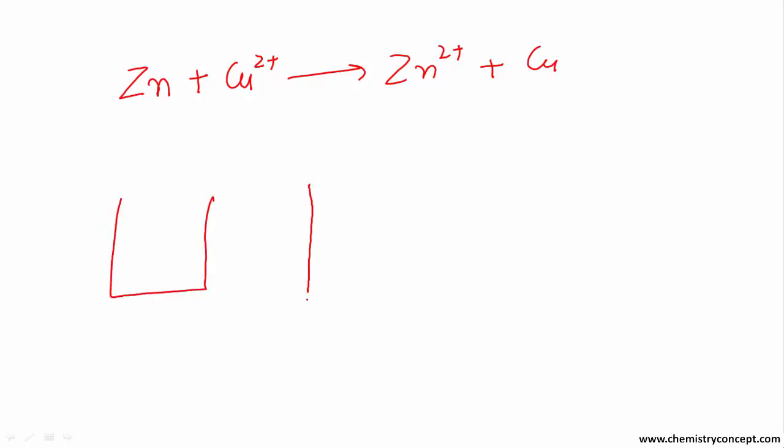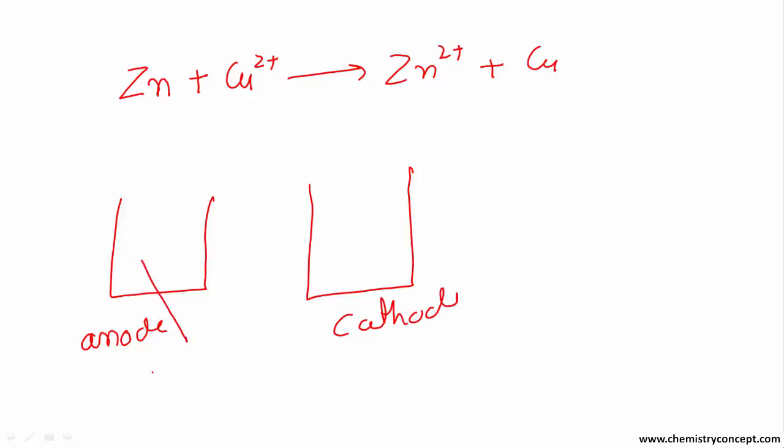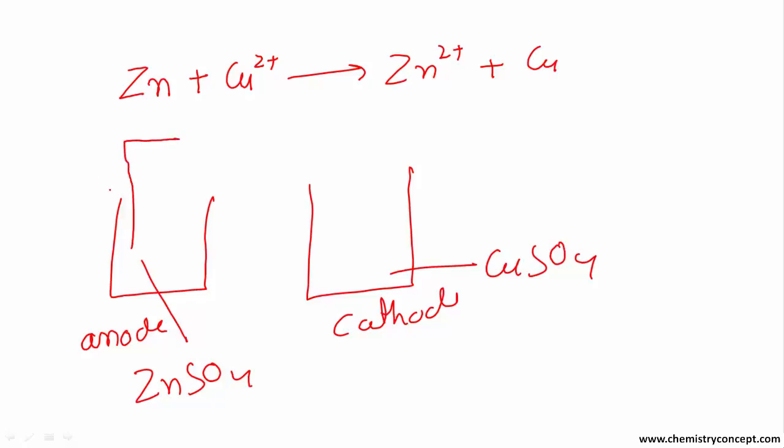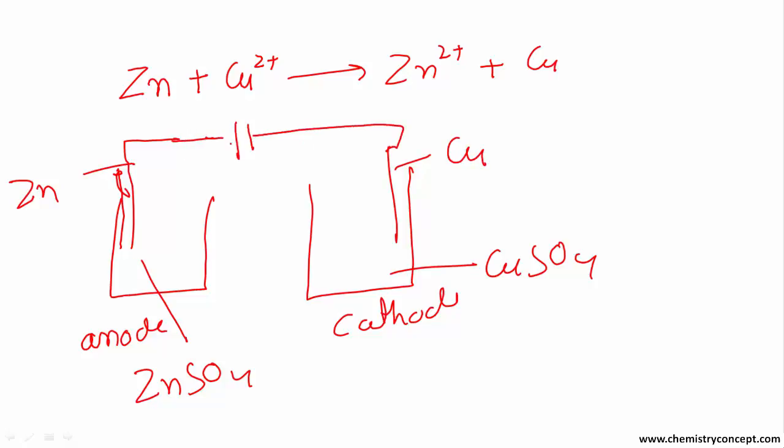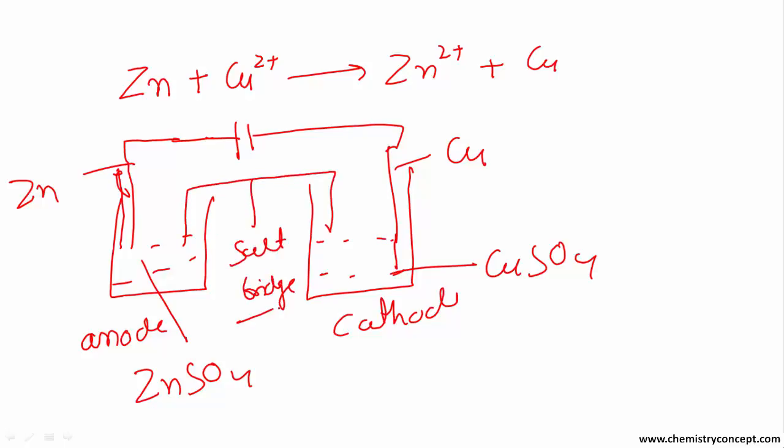We have two half cells, one is the anode, another is the cathode. In one we have ZnSO4 solution, in another we have CuSO4 solution. In one we have a zinc rod dipped, and in the other a copper rod dipped. Zinc electrode in zinc sulfate, copper electrode in copper sulfate, and the two half cells are connected through a salt bridge. This is the setup actually.